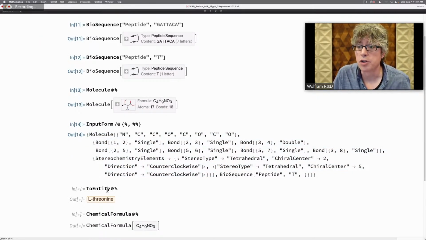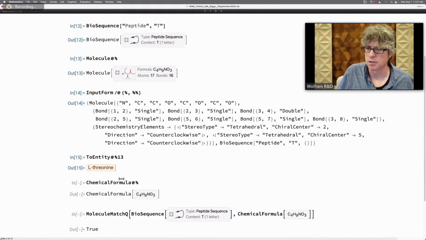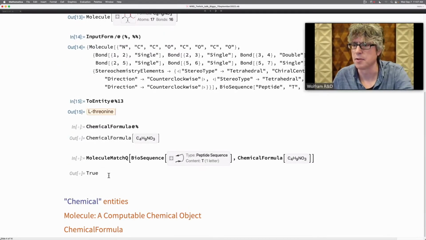We can also view it from the lens of the Wolfram knowledge base. So we can take that molecule and we can ask, what is your entity? And here I'll evaluate %13. And so it comes back, this is in our knowledge base as L-threonine.